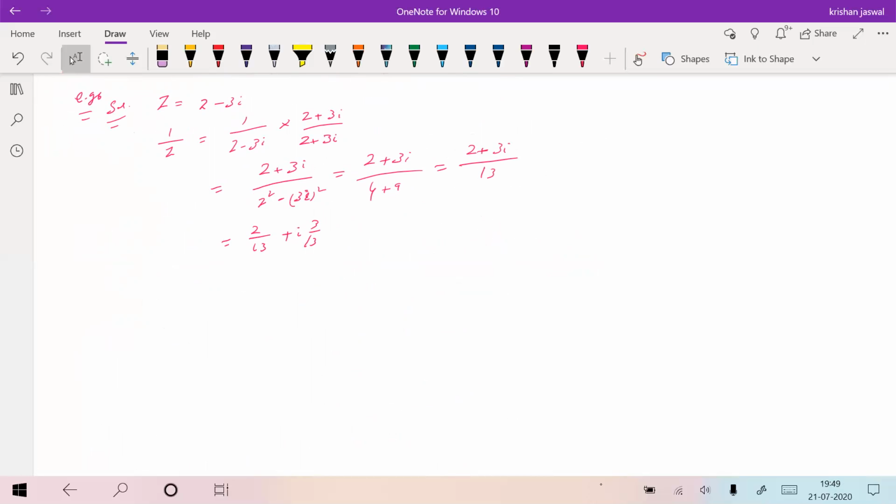Now example number 7, find the conjugate of the given complex number. Example number 7, we have a complex number z equal to (3 minus 2 iota) times (2 plus 3 iota) over (1 plus 2 iota) times (2 minus iota). Can we write its conjugate without solving it?